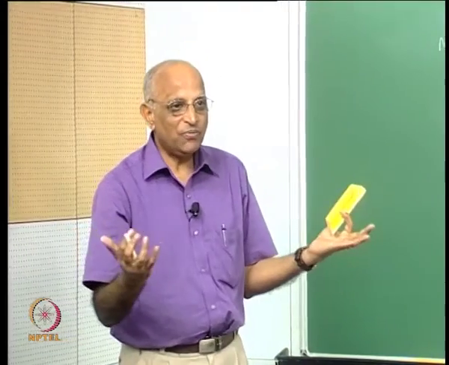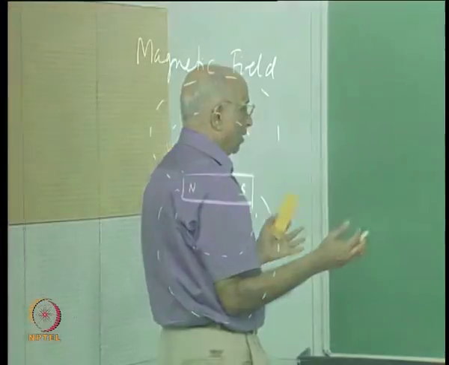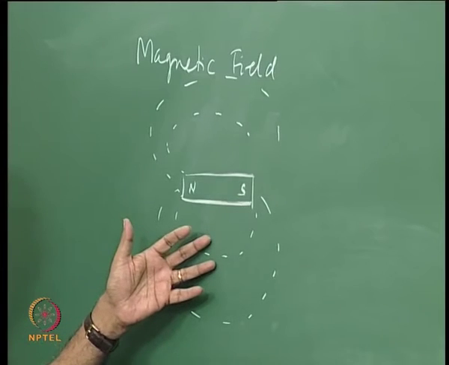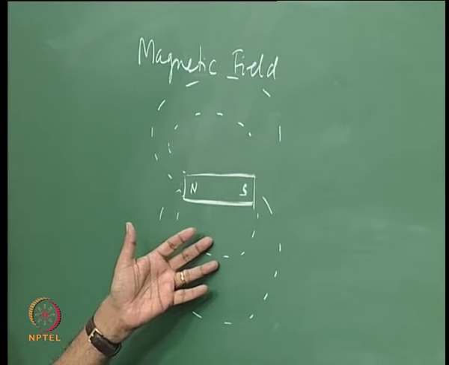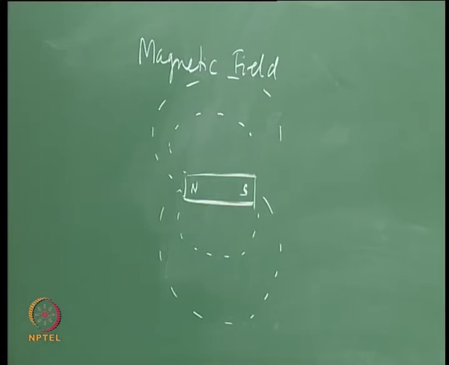There must be something like a field. A field should have units. A field must be a vector because there are some changes taking place. How do I define a magnetic field?